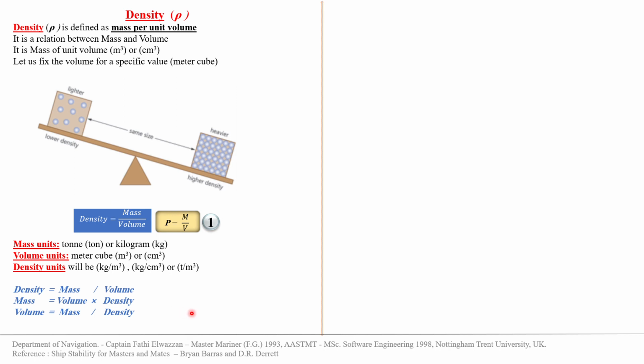Let's go to the examples. Let's take fresh water. This is very famous. Density of fresh water equals 1000 kilogram per meter cube. That means 1 meter cube of fresh water weighs 1000 kilogram or 1 ton.